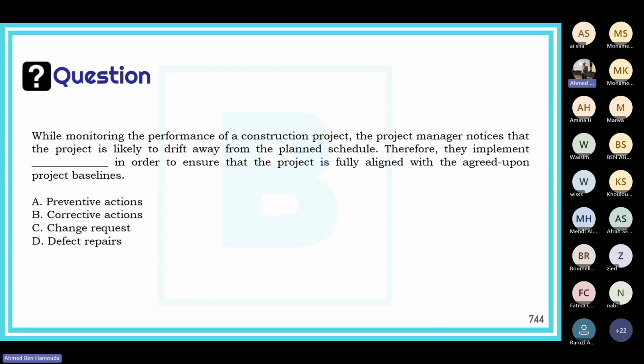While monitoring the performance of a construction project, the project manager notices that the project is likely to drift away from the planned schedule. Therefore, they implement what in order to ensure that the project is fully aligned with the agreed upon project baselines: preventive actions, corrective actions, change requests, or defect repairs? Okay. Now here we have risks because it says likely to drift away. So maybe, potentially, might drift away. Therefore, we need to implement preventive actions, because if you're talking about the risk, then we're talking about preventive actions to ensure that the project is fully aligned with agreed upon baselines.